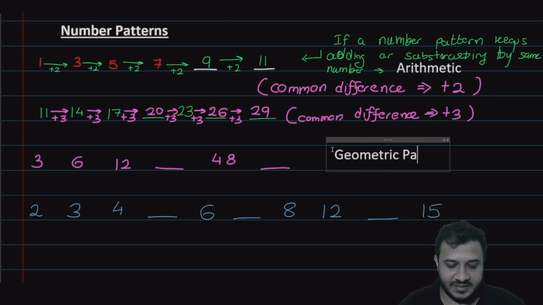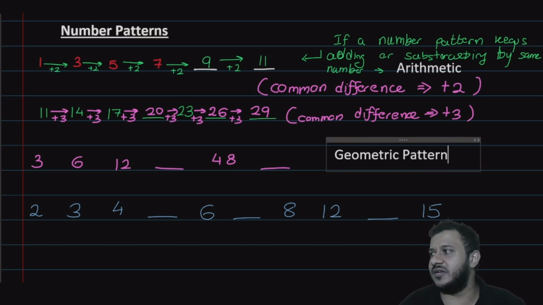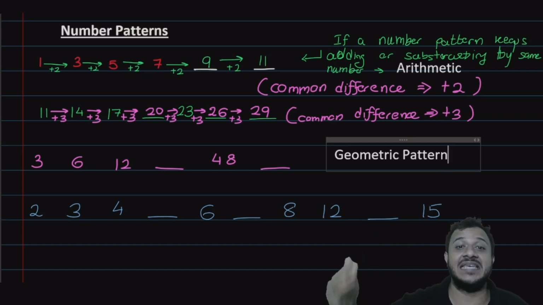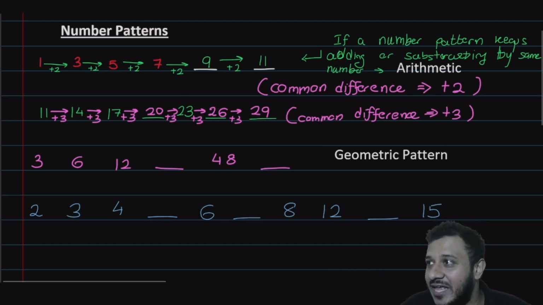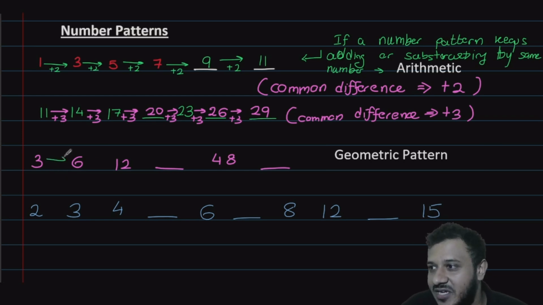Geometric patterns. What does it mean by geometric patterns? Geometric patterns means a number pattern keeps on multiplying or dividing by the same number. If the number pattern keeps on multiplying or dividing by the same number, that's a geometric number pattern. Now you all can see here, what is this geometric number pattern?